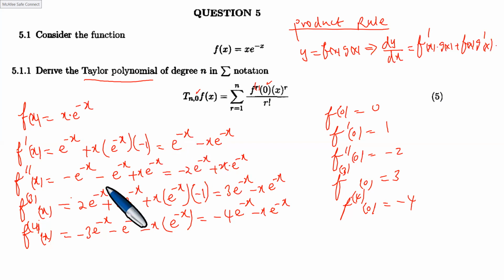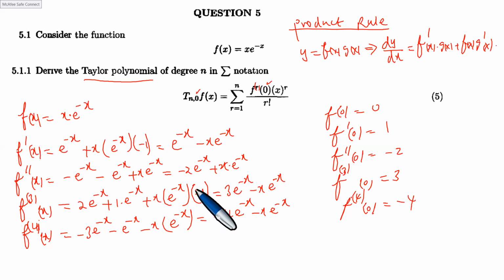So e to the minus x remains the same, but you multiply by the derivative of the minus x, which is minus 1. Then what is the derivative of the x? The derivative of the minus x is minus 1. Then you have e to the minus x. And then the minus x, you keep it constant, then you multiply by the derivative of e to the minus x, which is e to the minus x times the derivative of the minus x, which is minus 1. We have minus x e to the minus x minus e to the minus x, which is minus 2 e to the minus x. So we just performed successive differentiations.